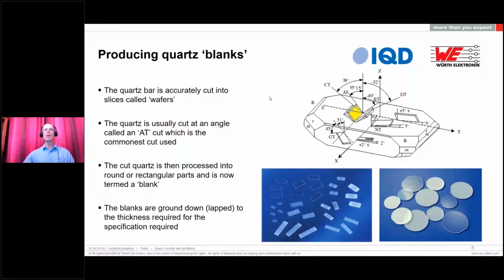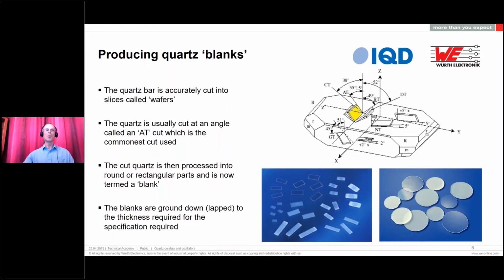Now that we've grown our lump of quartz, we need to cut it up. And the quartz bar is actually cut into slices called wafers. And the quartz is usually cut at an angle called an AT cut, which is the commonest cut used. You can see the diagram on the top. That's a picture of a natural piece of quartz, a synthetically grown quartz. And you can see there are lots of different angles of cut we can use. The little piece in the yellow shows the AT cut.